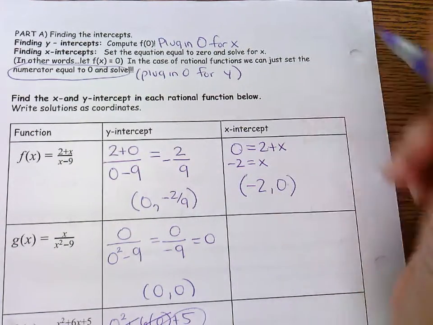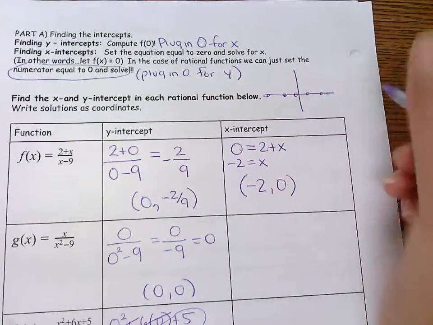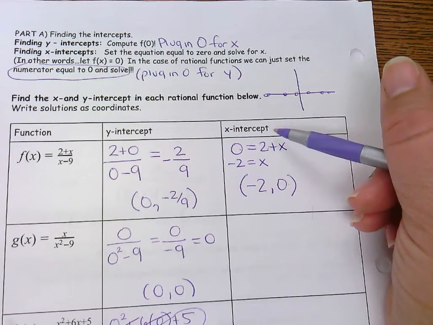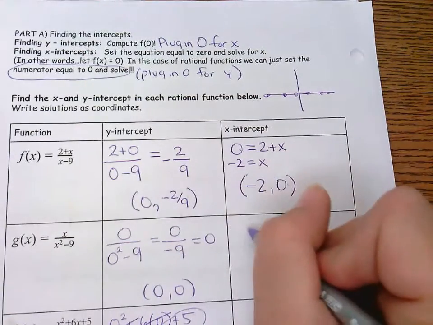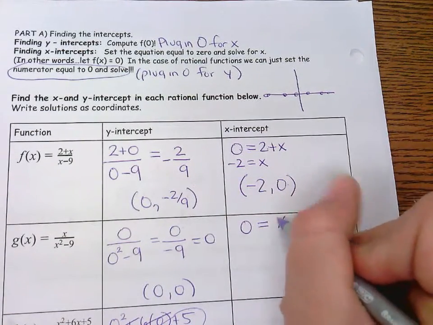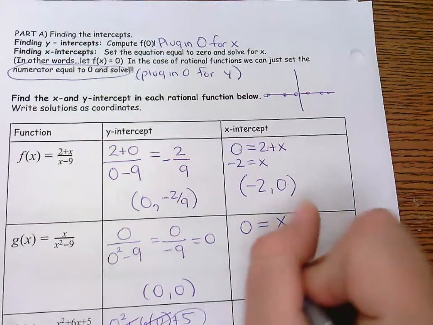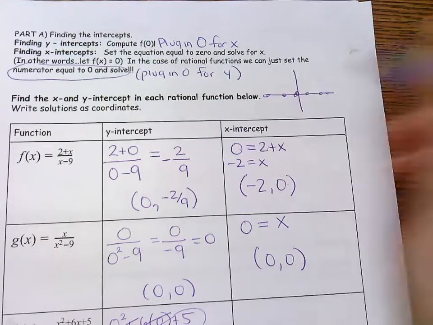If you look at an x-intercept, right, anywhere on the x-axis, the y value will always be 0. So an x-intercept should always have a y value of 0. So in g of x, if I set the function equal to 0, I'm really just looking at the numerator, so x has to be 0. It's already solved. So it kind of makes sense if 0, 0 is an x-intercept, that 0, 0 is also the y-intercept, right? They both would be at the origin, same point.